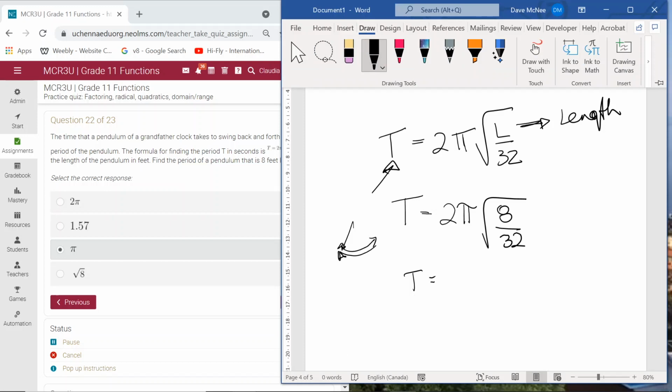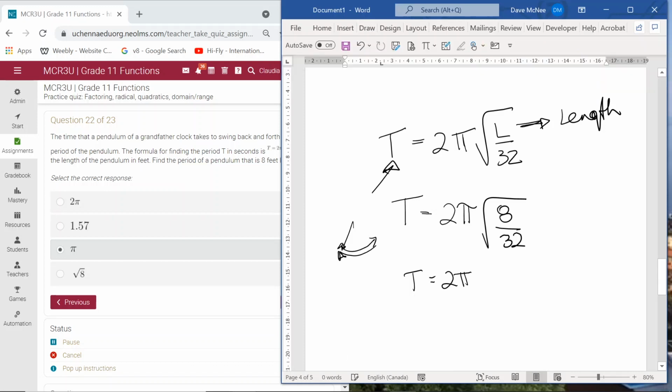And the only thing you have to do here is, first of all, recognize that 8 over 32, both of these can be divided by 8. So I can simplify my fraction. 8 divided by 8 is 1, 32 divided by 8 is 4, and there is my awesome fraction. Now I can actually distribute that square root. The square root of 1 over 4 is the same thing as square root of 1 over square root of 4. How do I know that?